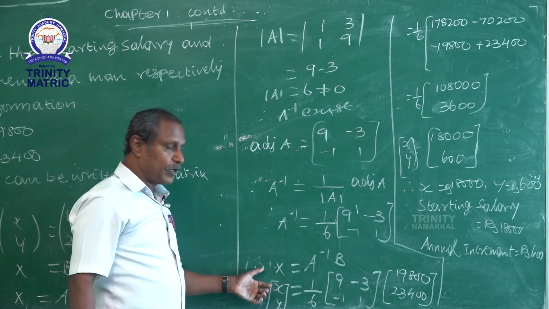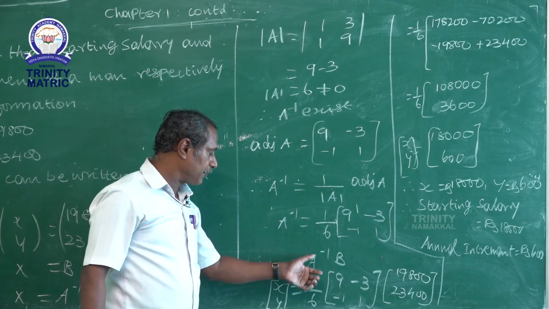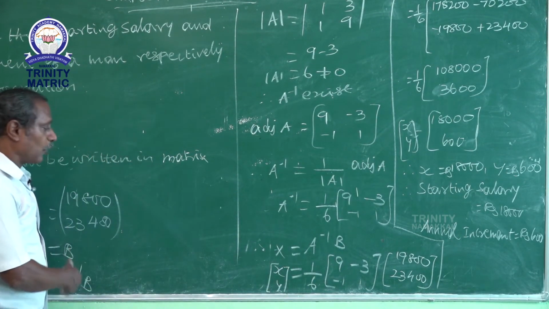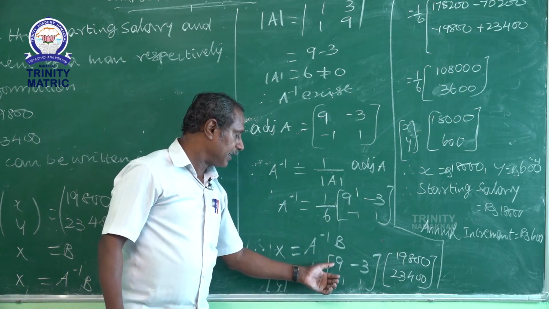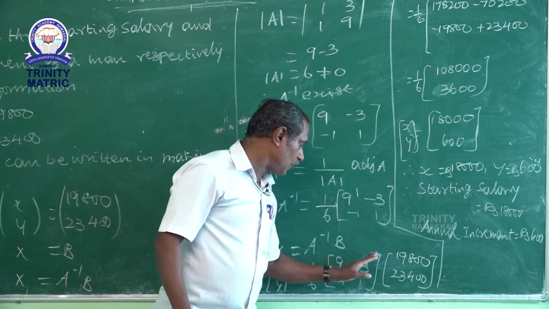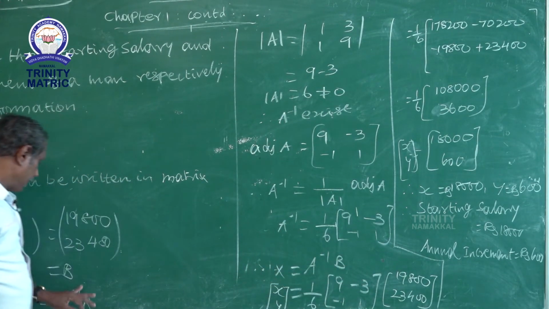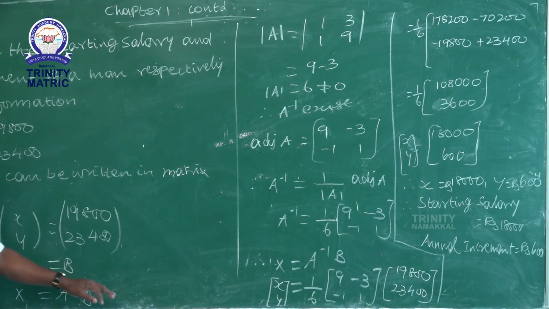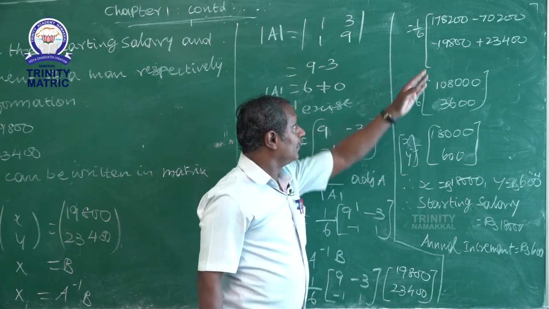Therefore, we are going to find the solution X equals A inverse B. X is the matrix of x and y. Instead of A inverse, we substitute 1 by 6 times [9 -3; -1 1], multiplied by the matrix B, which is 19,800 and 23,400. So we do the matrix multiplication and get the answers.